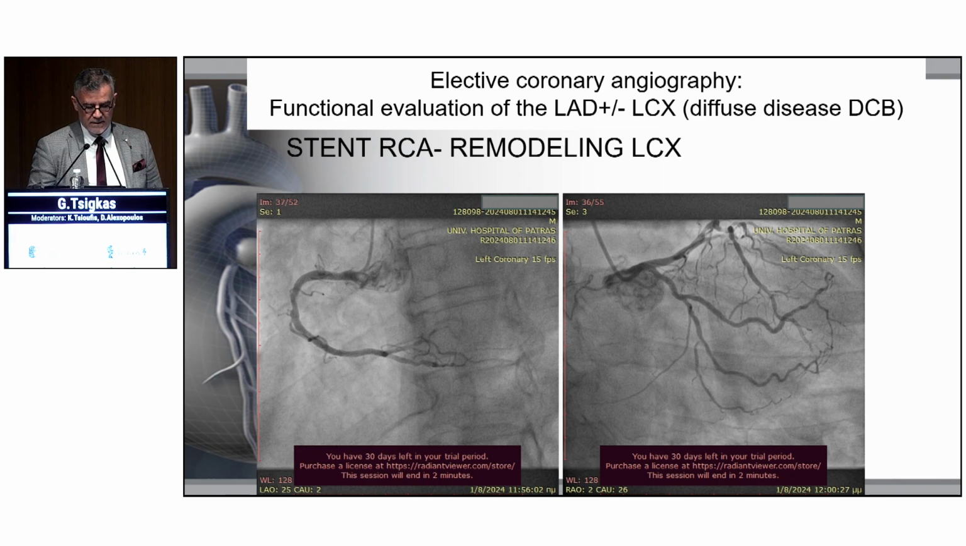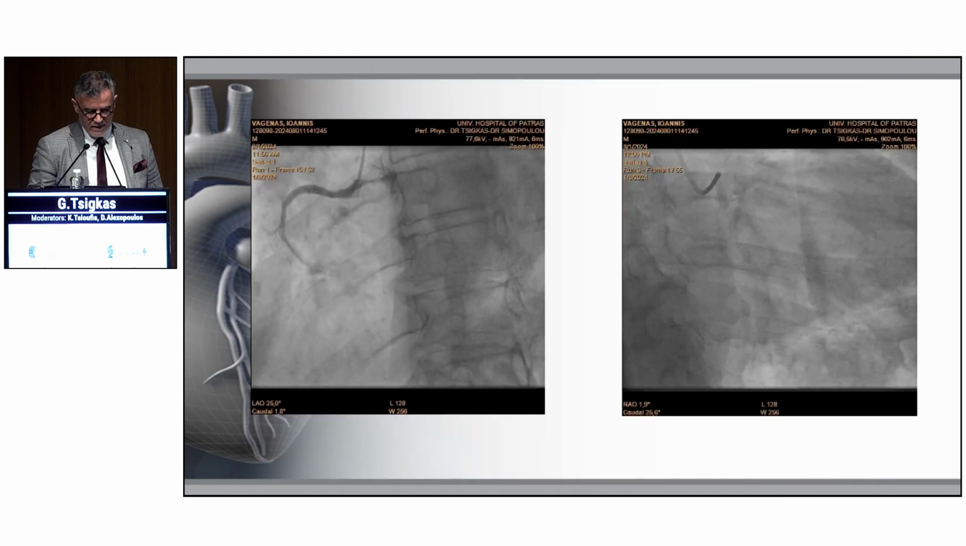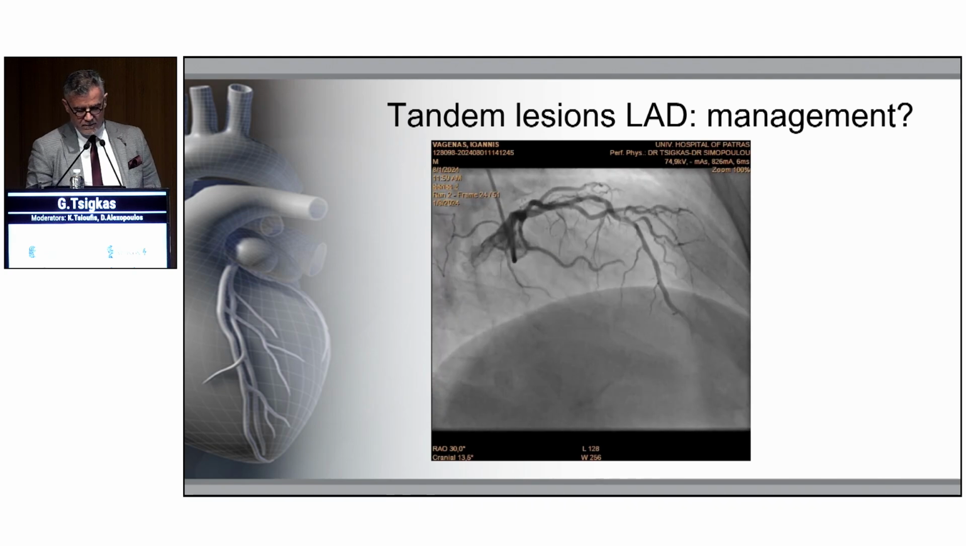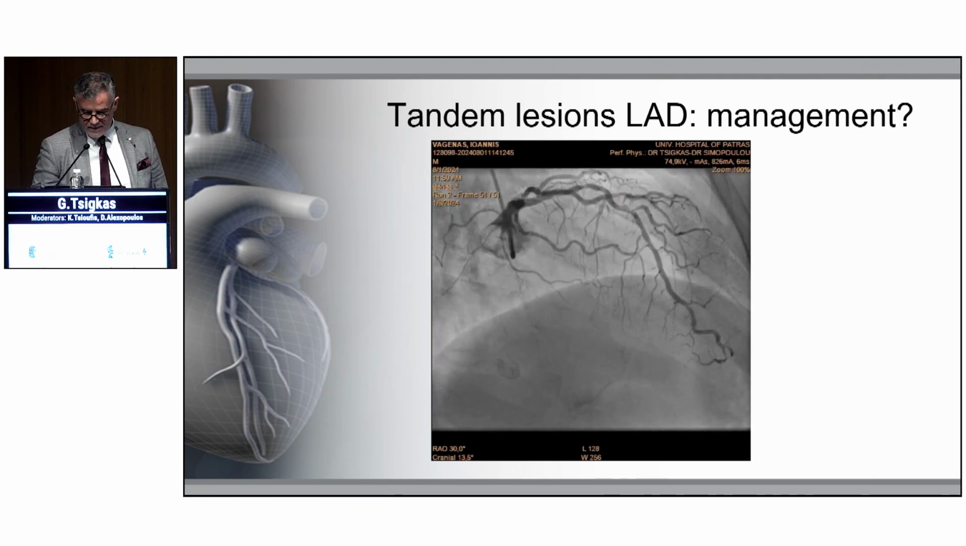The patient came back to us 3 weeks later. We saw that the stented area of the RCA was pretty good, and there was a very amazing improvement of the left circumflex lesion. We could say that this is a new vessel, regarding the result. Here is the coronary angiogram again, and we recognize the tandem lesions of the LAD. So the question is how we could evaluate and treat this case.